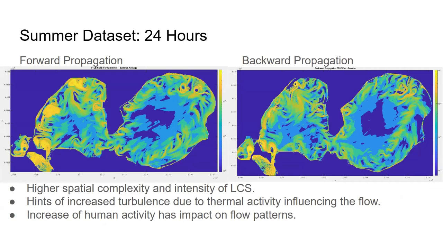Next is the 24 hours. This one has higher spatial complexity and intensity of LCS. We hypothesized that this is due to increased turbulence from thermal activity and human activity as well, influencing the flow field.